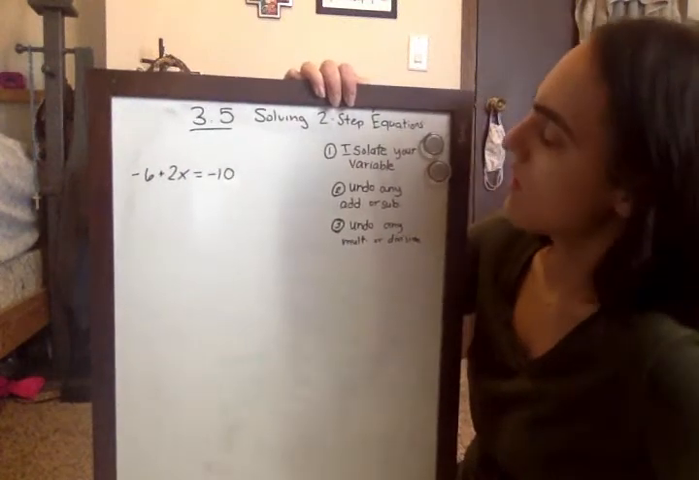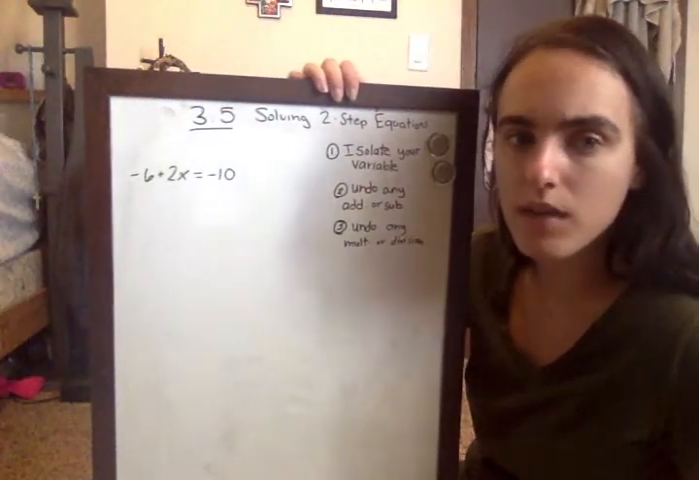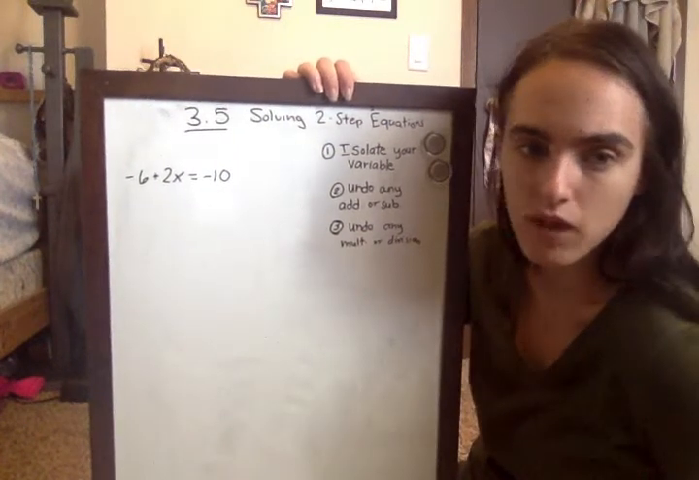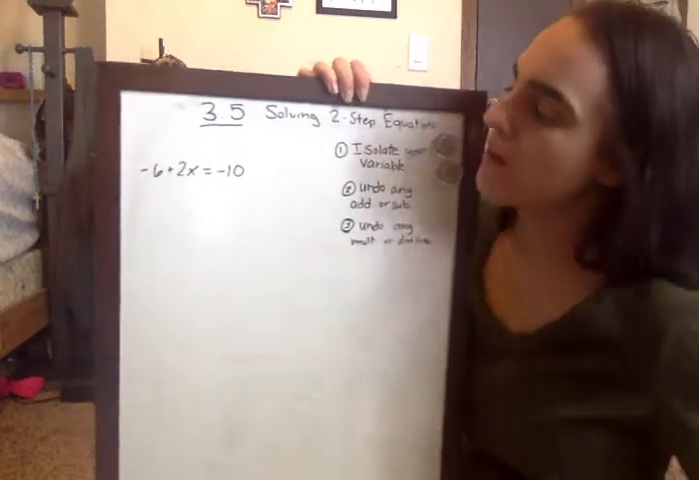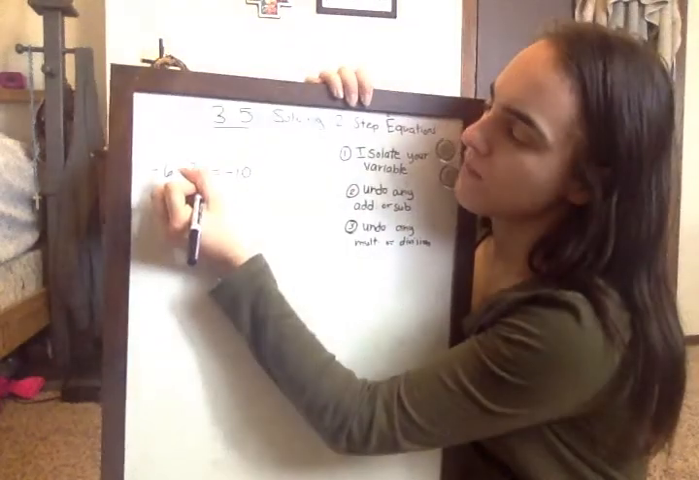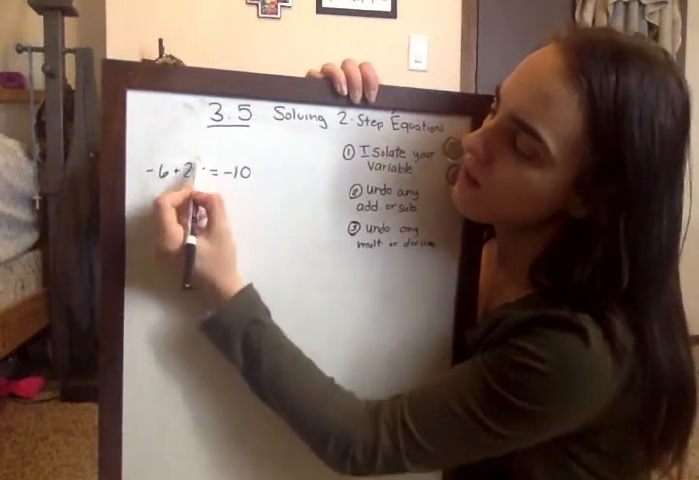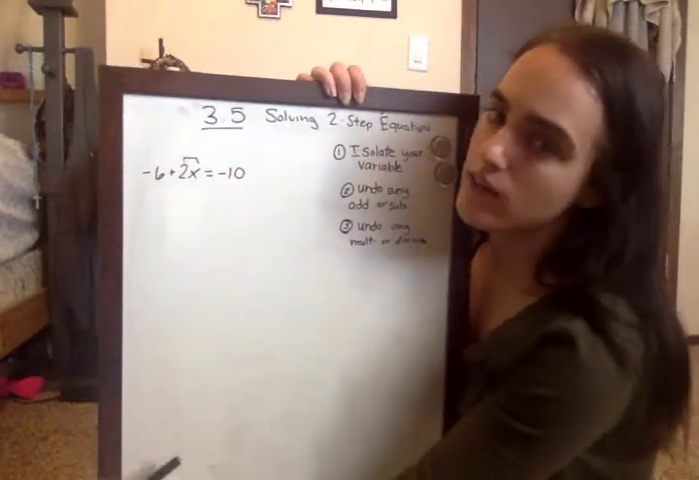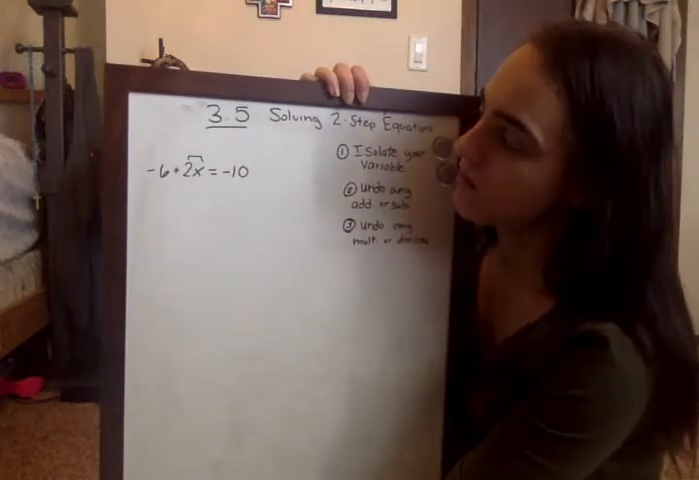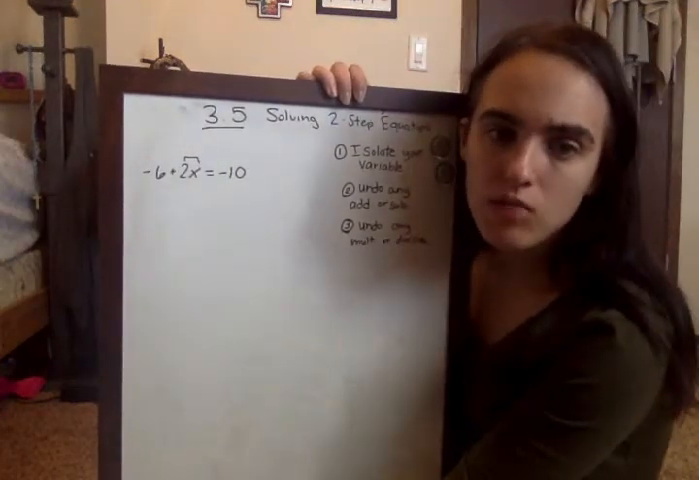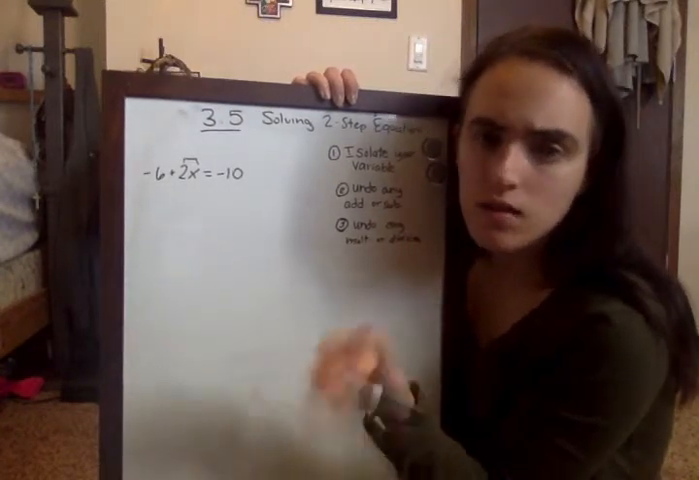So the first thing that I need to do is isolate my variable. To isolate my variable, I need to figure out what my variable is, right? Can't isolate what you don't know what it is. So what's my variable? My variable is x. My variable is being multiplied by 2. So right now I want to get that whole term, 2x, by itself. So what's happening around 2x that I need to undo to get it by itself?